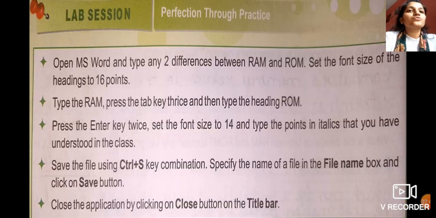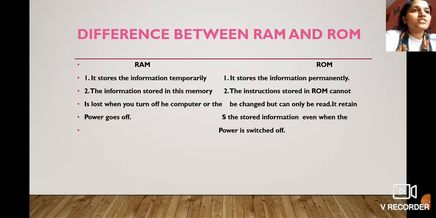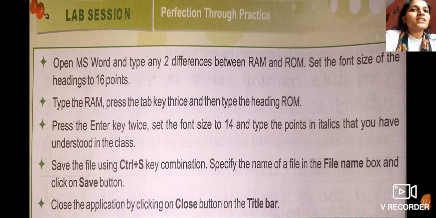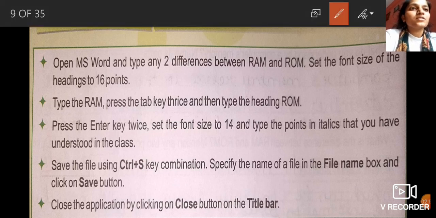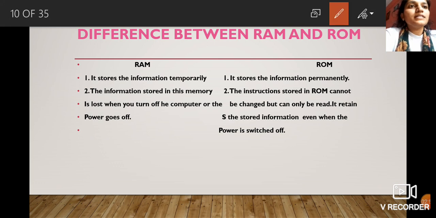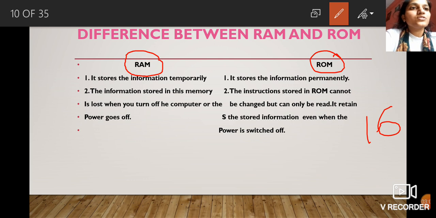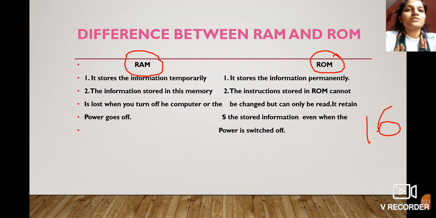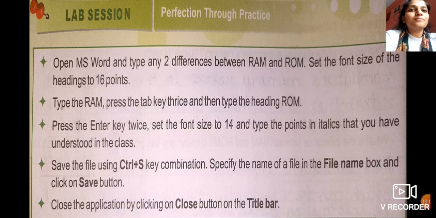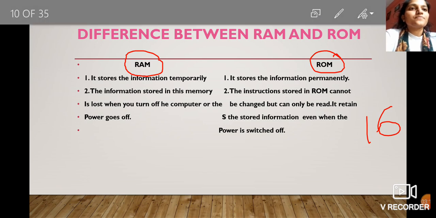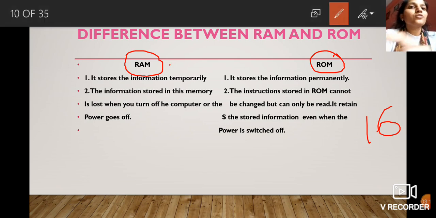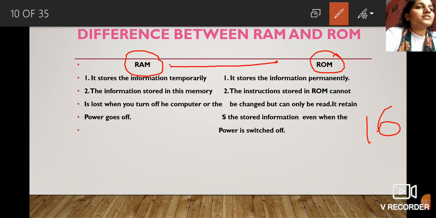Now what are you supposed to do here? So students, here we can see. First of all, you have to type these two differences. Then you set the font size of the headings to 16 points. Can you see this heading? You are going to set this one to 16 font. Then press the tab key thrice and then type the heading ROM. So here you are going to type RAM first, then press the tab key and then write ROM.